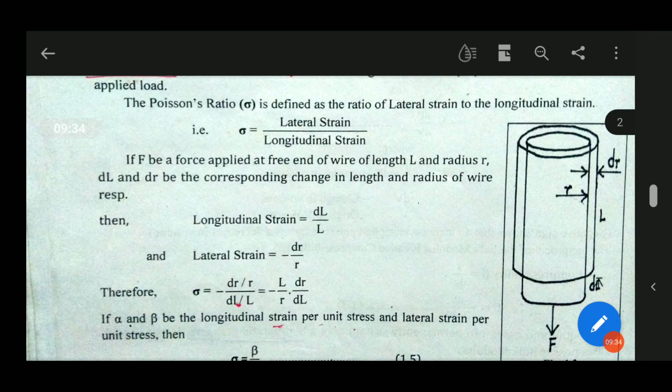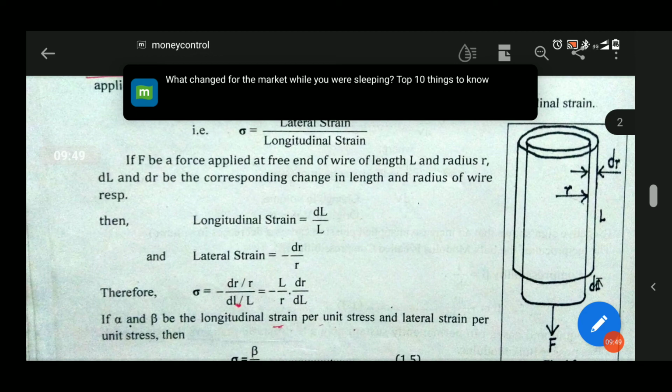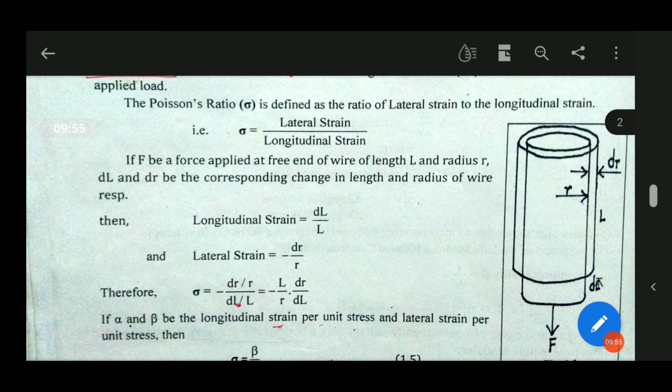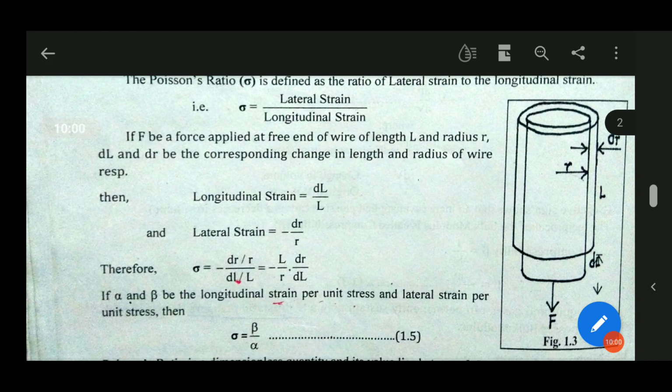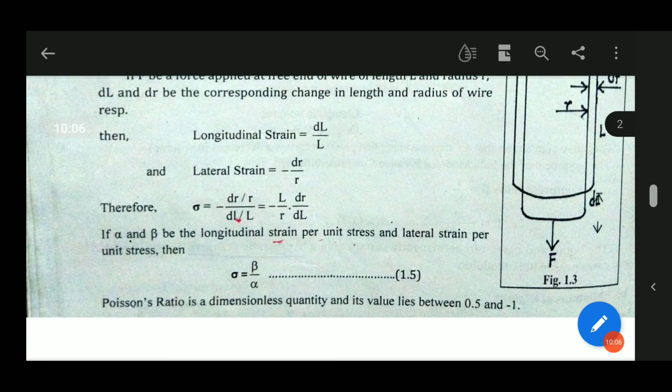So longitudinal strain is the small change in length upon original length, that is dl upon l, and lateral strain is the change in radius upon original radius. This is a decrease in radius, so it is minus dr upon r. Therefore sigma is equal to minus dr upon r divided by dl upon l, so we get minus l upon r into dr upon dl. If alpha and beta are the longitudinal strain per unit stress and lateral strain per unit stress, then sigma is equal to beta upon alpha. Hence Poisson's ratio is a dimensionless quantity and its value lies between 0.5 and minus 1. Okay, thank you.